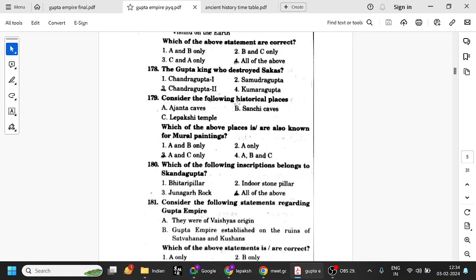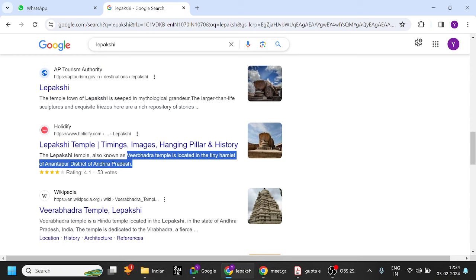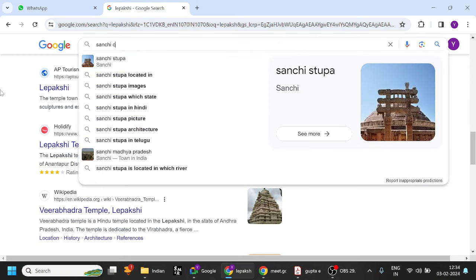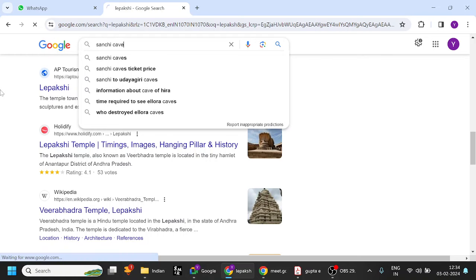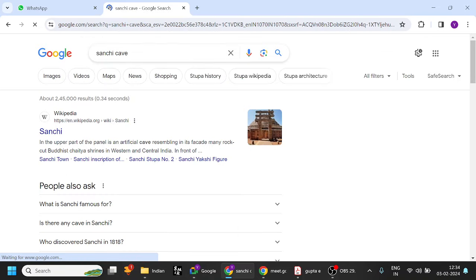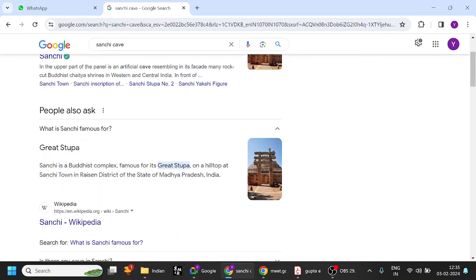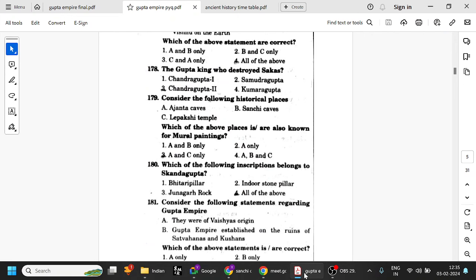Sanchi Stupa we have seen, right? So Sanchi is in Madhya Pradesh. Ajanta is in Maharashtra. Sanchi is famous for this stupa. It is in Madhya Pradesh. And also there is a cave which is famous. Next.